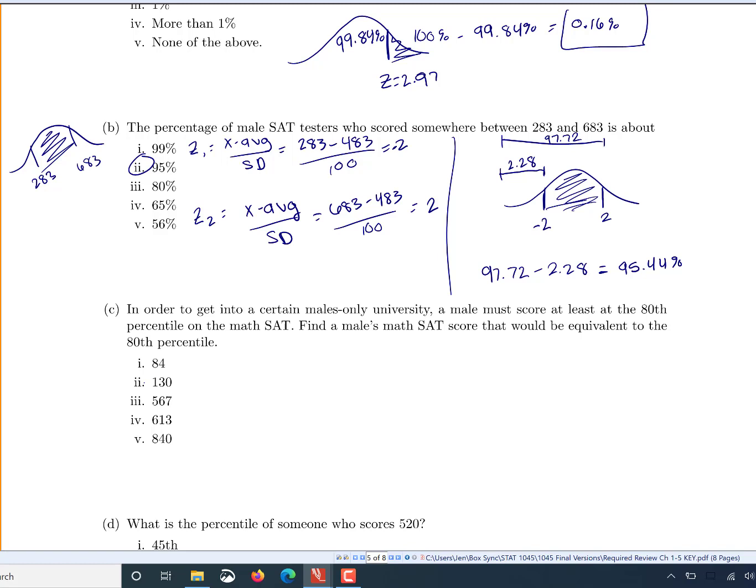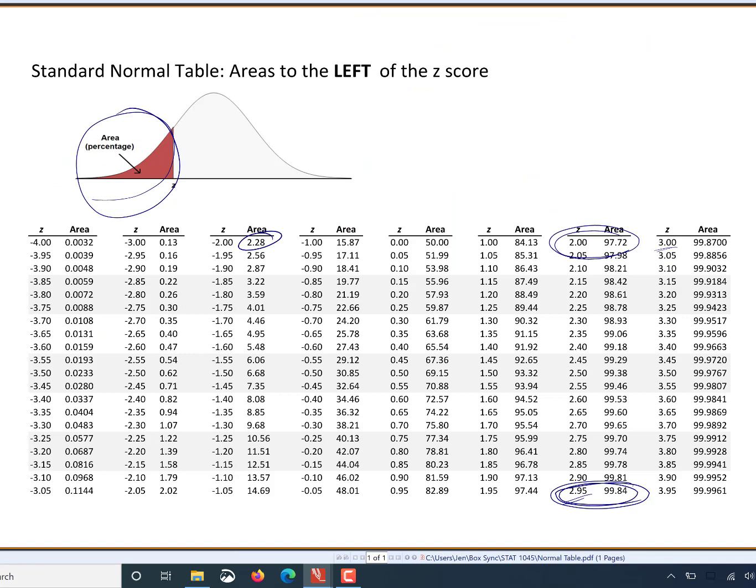Let's see, in order to get into a certain males-only university, you have to score at least at the 80th percentile. So find a male's math SAT score that would be equivalent to the 80th percentile. So 80th percentile means you have 80% to the left. Percentile always tells you your percent to the left. So this is a problem where we have the percentage and we want to get back to our original x value. So we're working backwards. So we start at 80%, we go to our normal table and we look inside the percentages for 80%. So 80% looks like I'd be closest here to z equals 0.85.